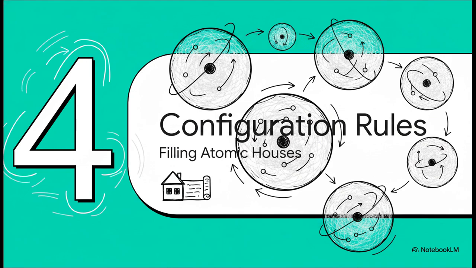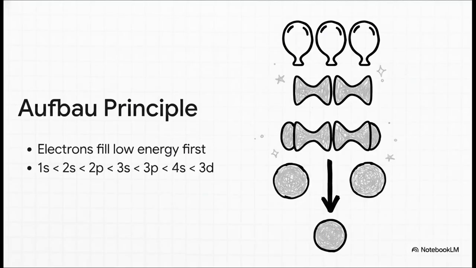Okay, bringing it all together in Section 4, Rules of Electron Configuration, or how we actually fill up these atomic houses. The Aufbau principle is basically our ultimate roster guide. It ensures that electrons always fill the lowest energy houses first before they start moving into the higher energy real estate. Nature is fundamentally lazy, right? It always prefers the lowest possible energy state for maximum stability.